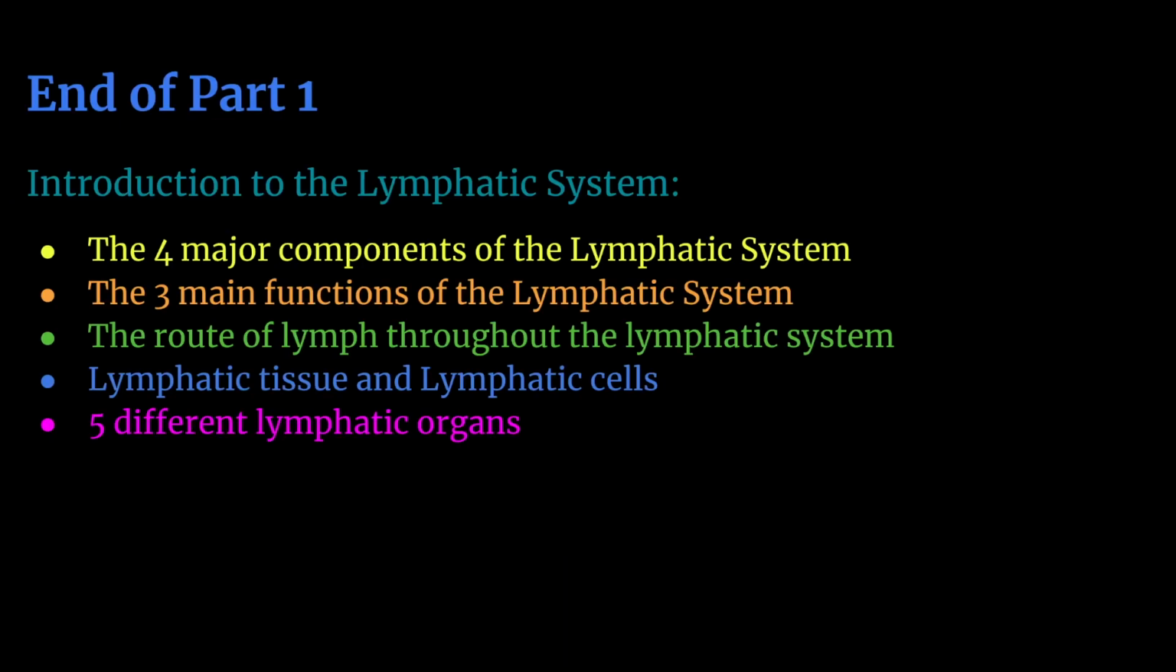And unfortunately, that wraps up part 1 of our lymphatic and immune system unit, in which we had an introduction to the lymphatic system. In this introduction, we discussed the 4 major components of the lymphatic system, the 3 main functions of the lymphatic system, the route of lymph throughout the lymphatic system, lymphatic tissue and lymphatic cells, and our 5 lymphatic organs.